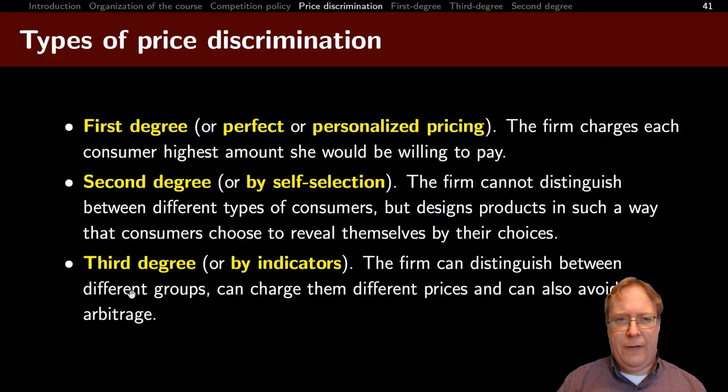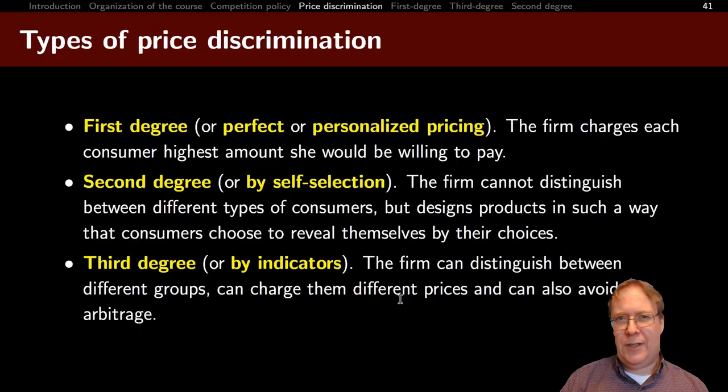Okay, then we have third degree price discrimination. Let me discuss that first because that's a little easier to explain than the second degree one. Also referred to as price discrimination by indicators. So in that case, there are a couple of different groups in society, and the monopolist or the firm can distinguish between those different groups and charge them different prices.